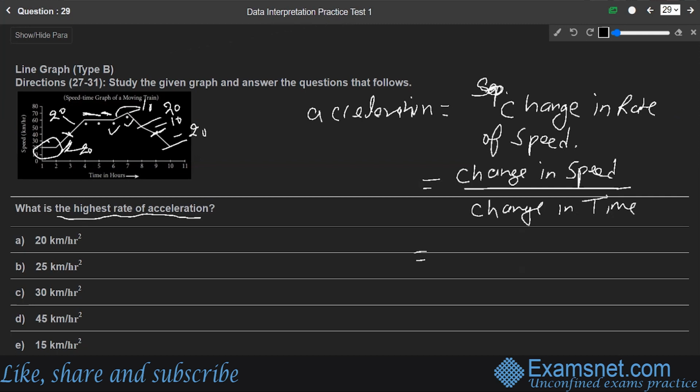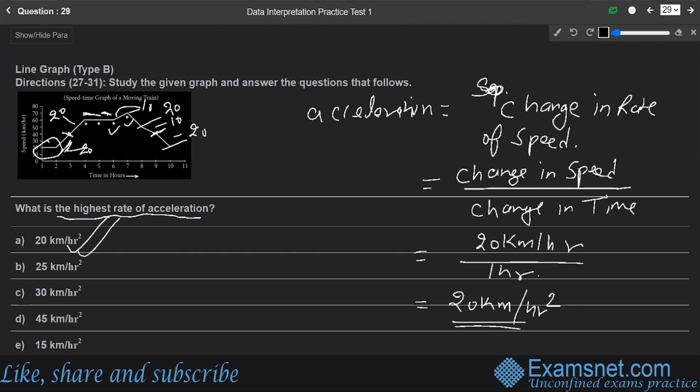So the maximum change in speed is simply 20 km per hour, so the numerator becomes 20 km per hour divided by change in time. Change in time is always 1 hour only, because we have calculated everything for the 1 hour duration only. So we can simply write 1 hour here. Unit-wise, this becomes 20 km per hour squared. That is the maximum rate of acceleration, 20 km per hour squared, available in option number A.